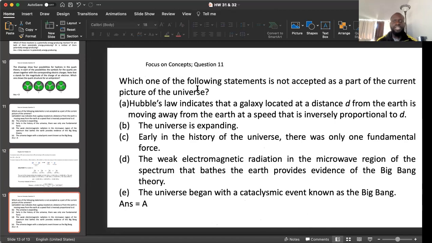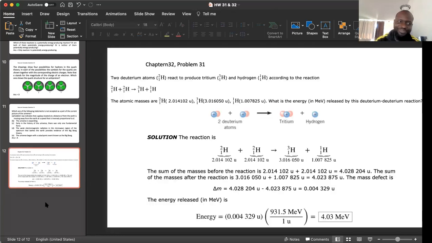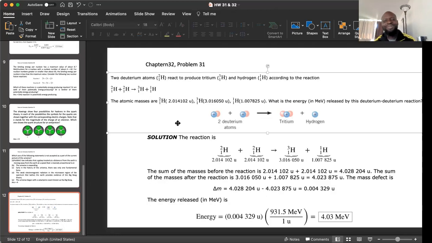Focus on concept question 11. Oh no, that's actually the last problem. We've done this before, sorry. So this is actually the last problem, and then thank you guys.